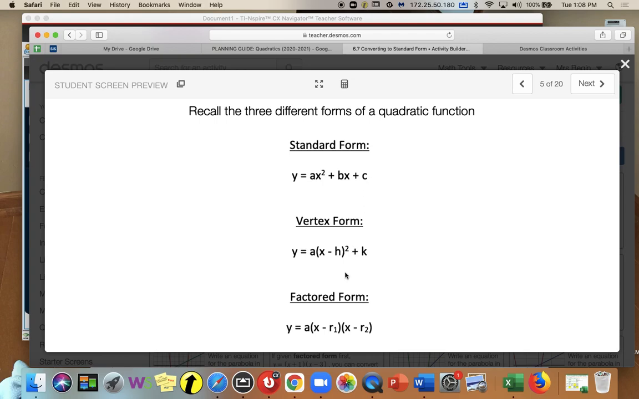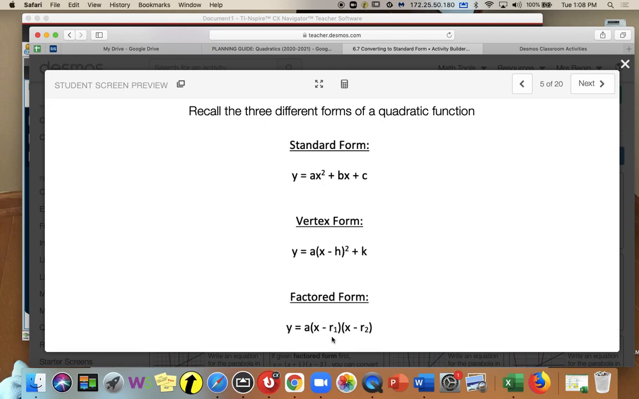Vertex form we have looked at, and we know that the a value makes it a frowny face or a smiley face. It can make the graph skinnier or fatter. If it's just 1, it's like the parent function. We know that h shifts our graph left and right, and it's the opposite of what you think. So plus h is to the left and minus h is to the right. K is up and down.